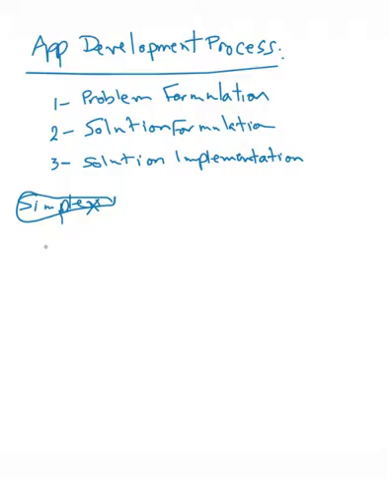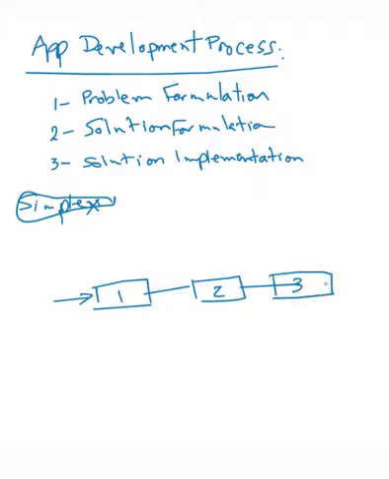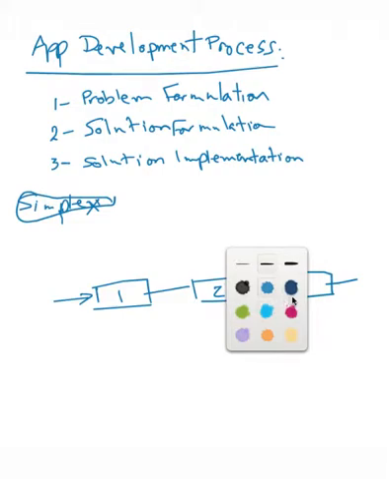This series is meant for someone with no development experience, although it could also be useful for someone with some development experience. Now that you have the steps, problem formulation, solution formulation, solution implementation, how do we put them together to create a process? You can say, I'm going to put them together in series. I'm going to start with step number one, the problem formulation. When I am done with it, I'm going to go to step number two, solution formulation. When I am done with that, I'm going to go to step number three, solution implementation.